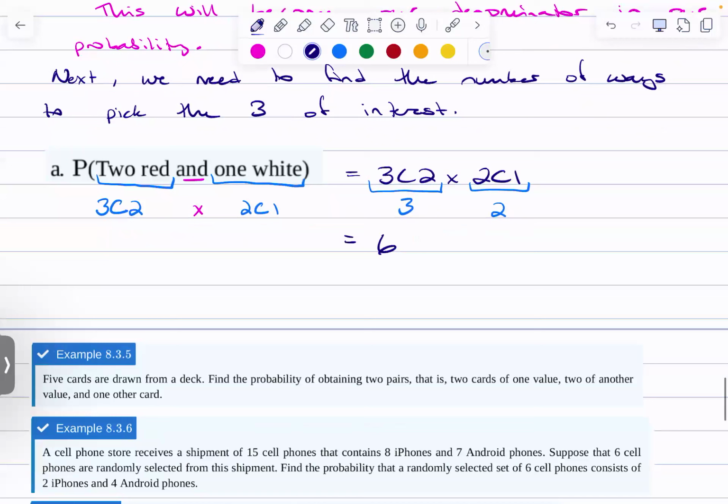Which means that the probability of 2 red and 1 white is 6 out of 56.